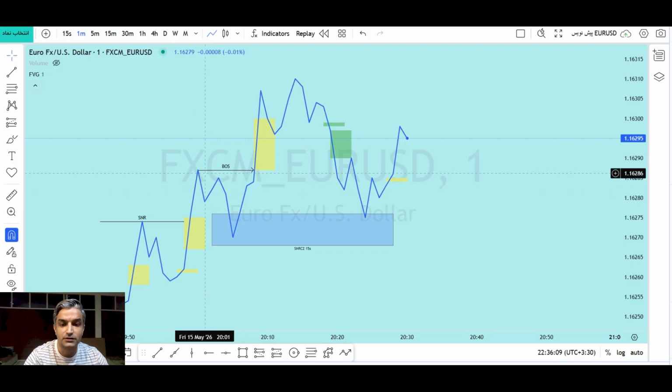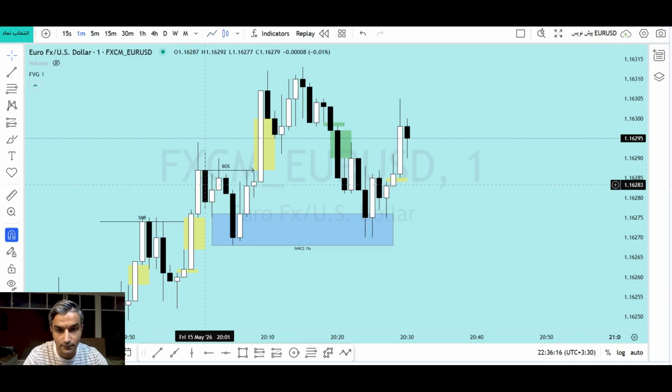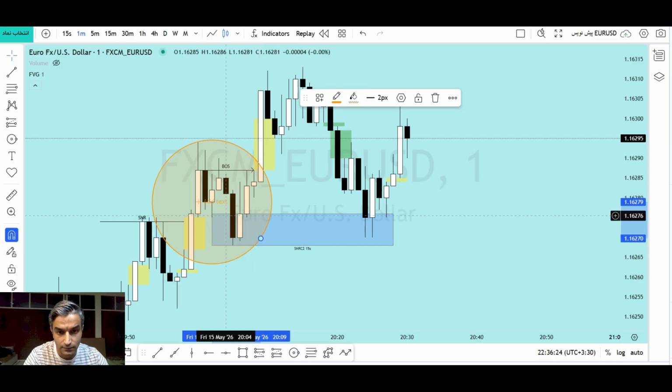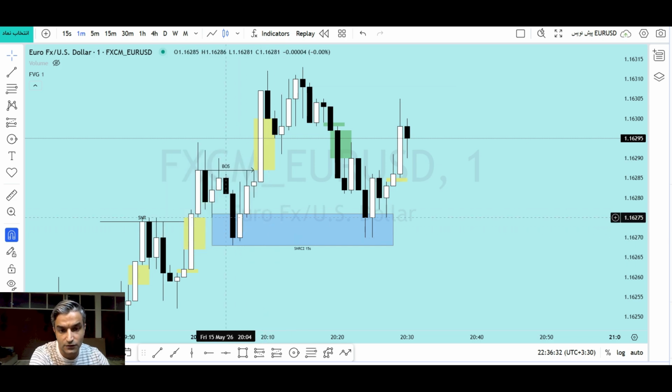Okay, after that price came back to this area and goes up. As you see, we have many candles in this area. Okay, so this is SNRC2. And we are waiting for price to come back to this area. As you see, I write here SNRC2 in 15 seconds.